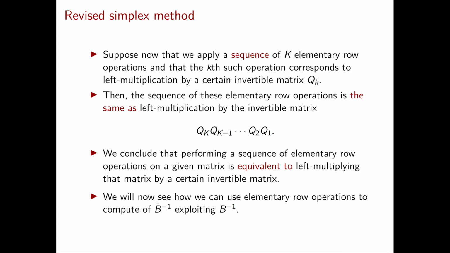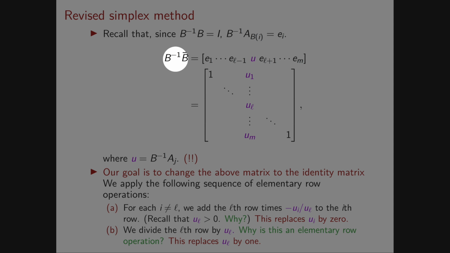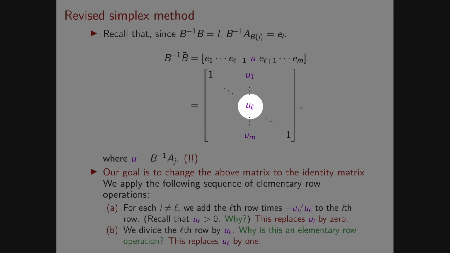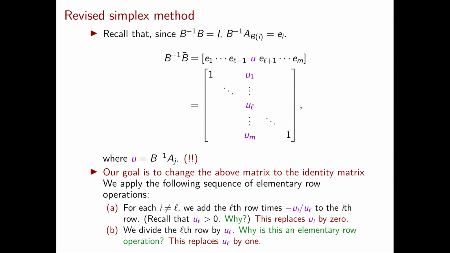Now we will see how we can use these elementary row operations to compute B bar inverse starting from B inverse. We have already seen that B inverse times B bar is this matrix over here, which is obtained from the identity by swapping the lth column with the vector u. Our task now is to perform elementary row operations on this matrix to obtain the identity. In order to be able to do this, it's fundamental to recall that ul, which is the entry of the u vector which is on the diagonal, is strictly positive. And this follows from the definition of theta star.